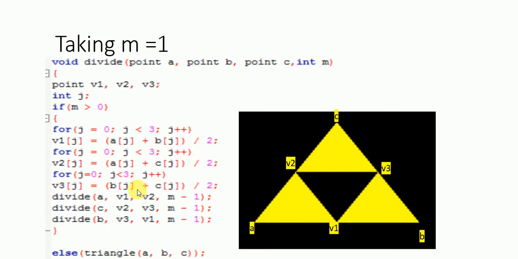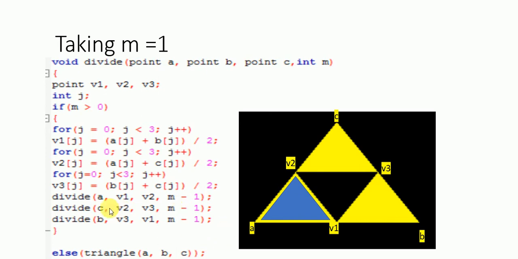Now how do we call this? This is the recursion. So M is equal to 1 minus 1, which is 0, that means there is no further recursion, so it will be called only once. So first it is passed and again it is passed. When it is greater than 0 it will fail this condition. It will come here and display A, B, C. That means it will display A, V1, V2. So this is the first triangle it displays.